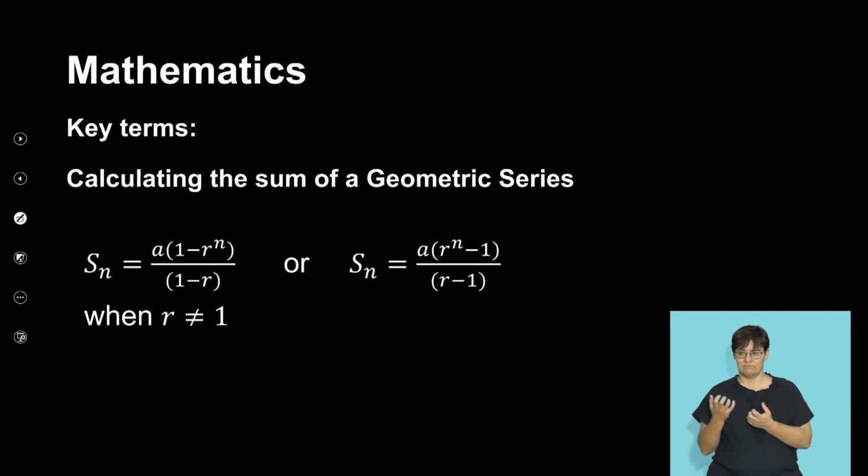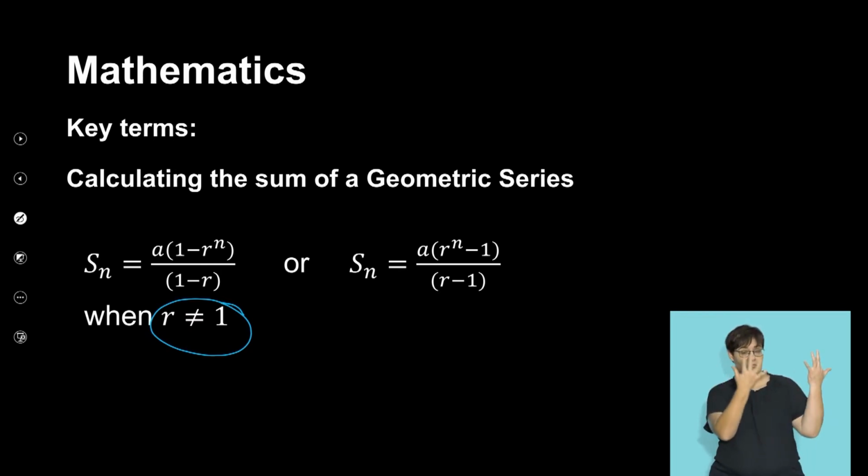When I'm calculating the sum of a geometric series, I can either use Sn is equal to A times 1 minus r to the power of n all over 1 minus r, or I can use Sn is equal to A times r to the power of n minus 1 all over r minus 1. Please remember that this is when the ratio is not equal to 1, as this will make it undefined. Great, so in order to actually calculate a geometric series, I need my A and I need my R. Cool, guys, so I hope that everyone is okay so far.